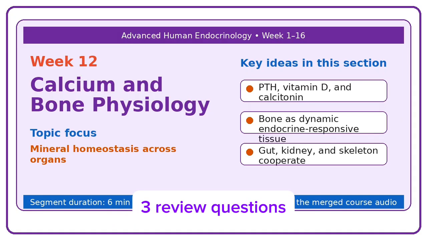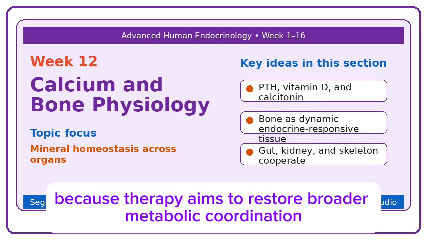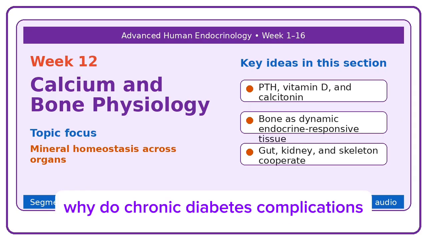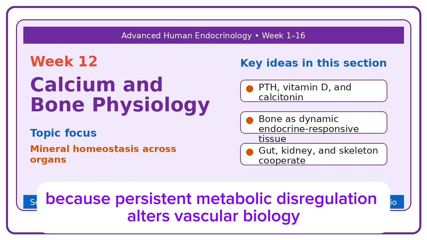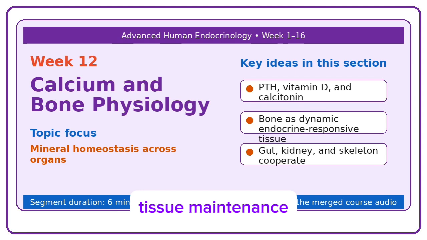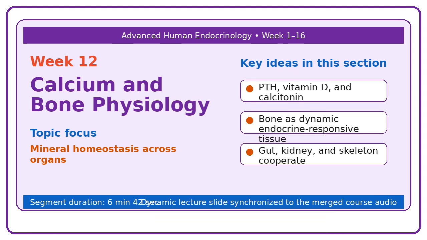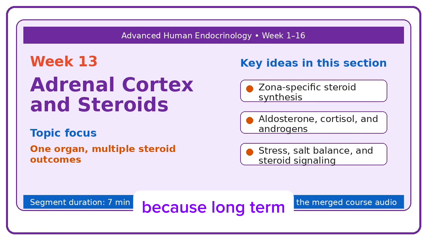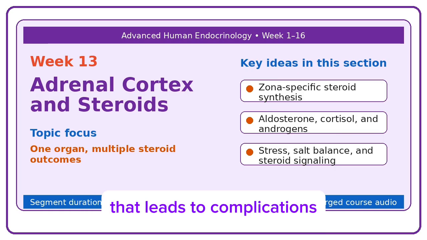Three review questions. 1. Why is diabetes therapy more than just glucose lowering? Because therapy aims to restore broader metabolic coordination, not just reduce one laboratory number. 2. Why do chronic diabetes complications affect many organ systems at once? Because persistent metabolic dysregulation alters vascular biology, tissue maintenance, and cellular stress across many organs simultaneously. 3. Why is prevention such a central part of diabetes treatment? Because long-term physiological stability reduces the accumulation of tissue injury that leads to complications.